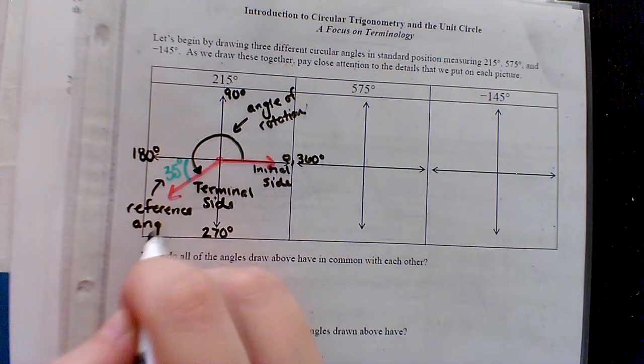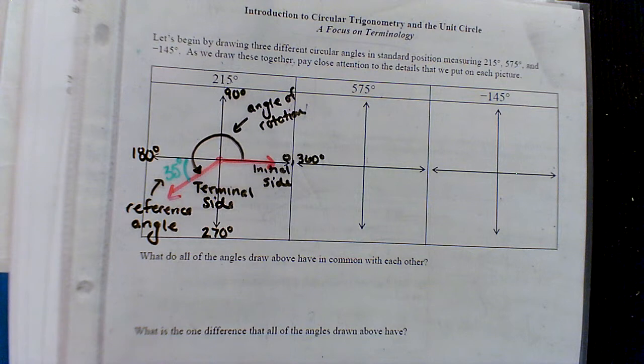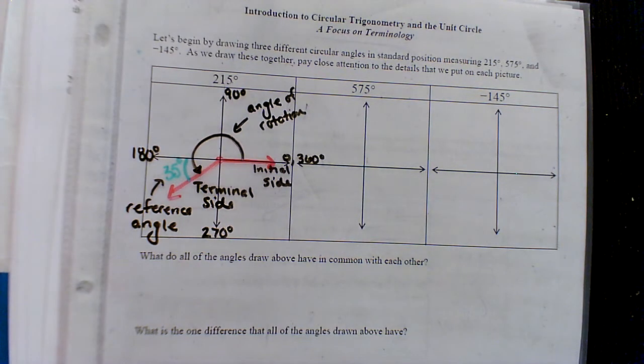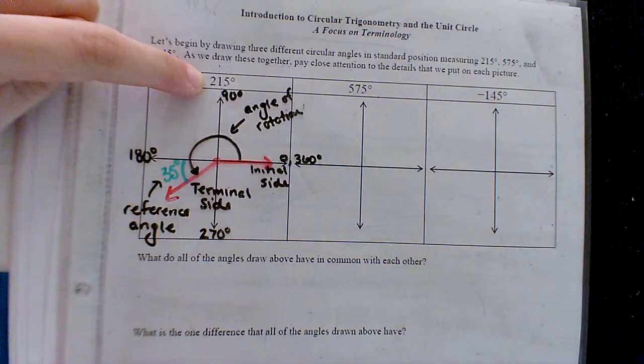Okay, we're going to write all these vocabulary terms down with definitions in a second, but I just want to make sure that we label everything because we have a lot going on. The initial side is where you start your angle. Terminal side is where you end it. Okay, that angle you draw is the angle of rotation, and we should be able to figure out a reference angle: how far the angle we drew is away from the x-axis. Essentially, that would be the 35-degree reference angle. Okay, so that's an angle of 215 that we drew.